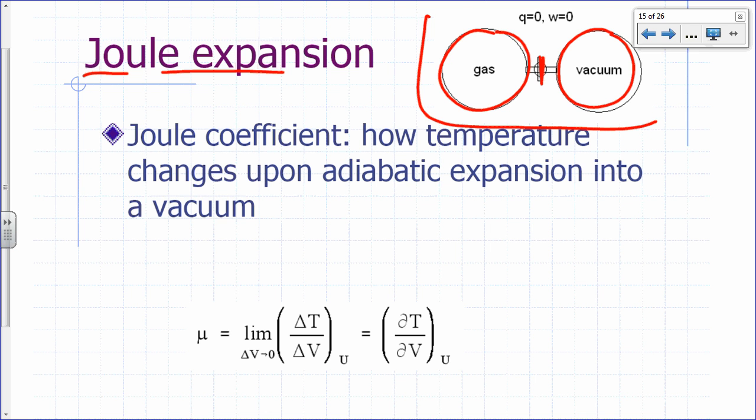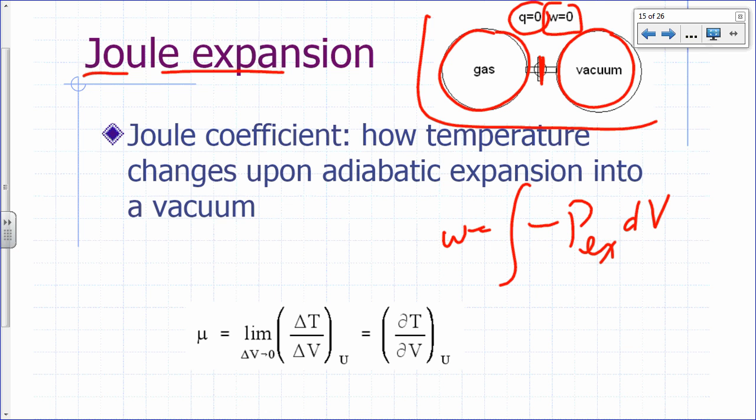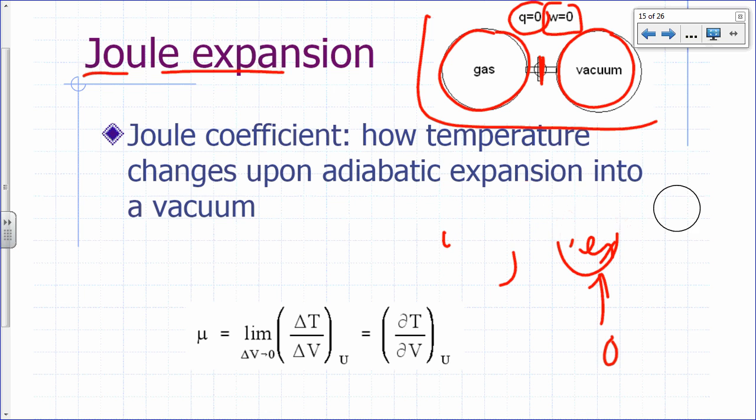All right, and we're going to insulate this, so we'll do this adiabatically. So Q is 0. Or you can say even if you don't insulate it, the instant that expansion occurs, heat will not have time to flow in or out. So at that instant, the process is adiabatic. So Q is 0. Since it's expanding into a vacuum, why is W 0? Remember your work is negative P external dV. So external pressure is 0. The gas pressure is not 0, but the external pressure is 0, so work is 0. So in a Joule expansion, work is 0, Q is 0.